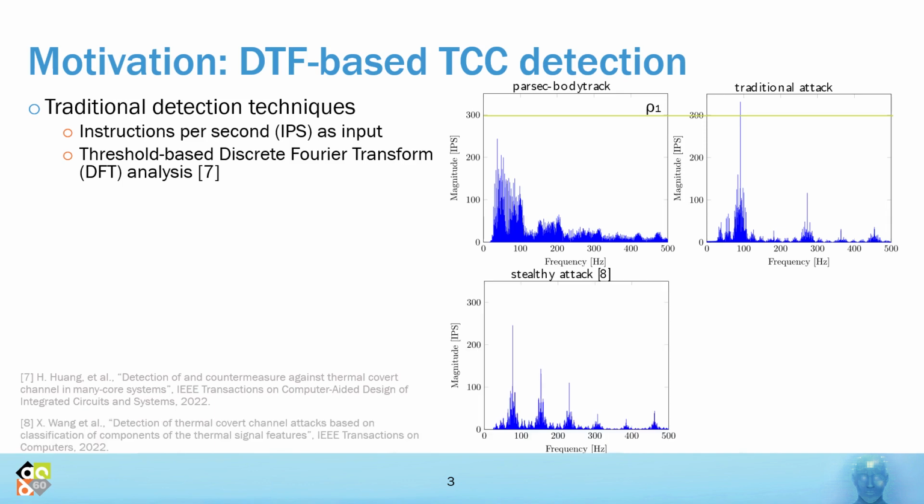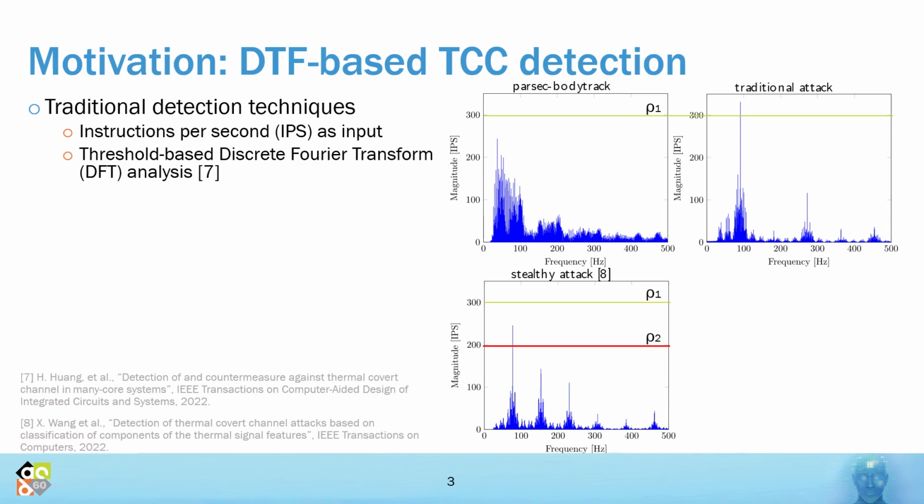However, as it was pointed out recently, this solution does not work very well with different attacks. This is the case of the so-called stealthy attacks, where the transmitter intentionally reduces the processing time to encode the bits in order to reduce the magnitude of its DFT. As seen from the new figure, the spectrum does not have magnitudes greater than the threshold, hence it would not be detected as an attack.